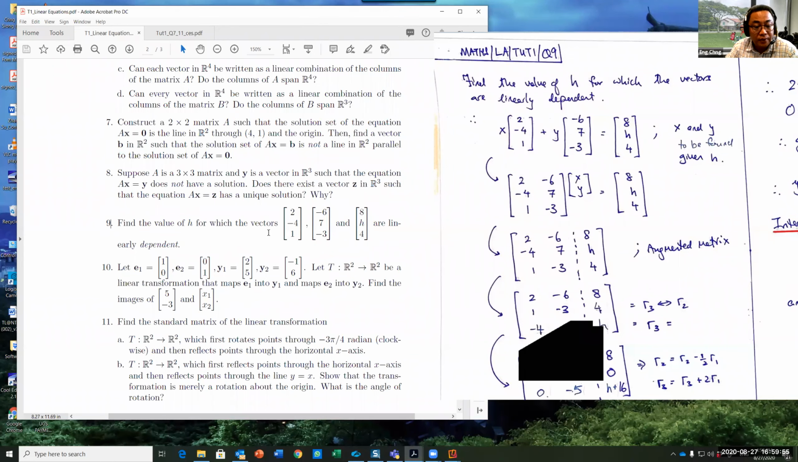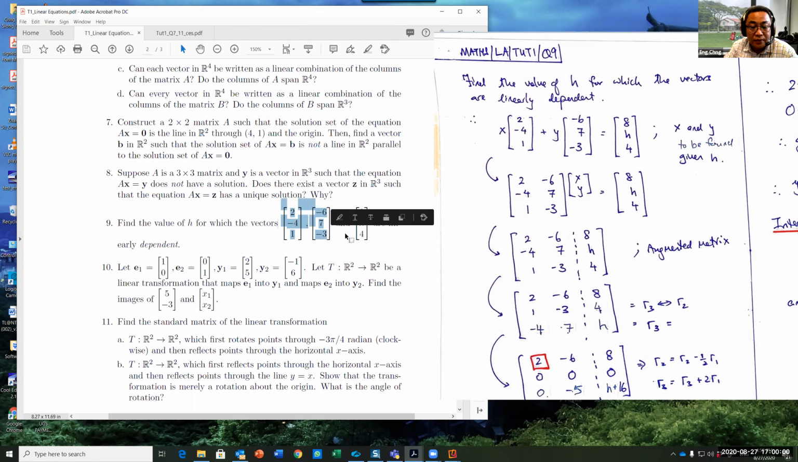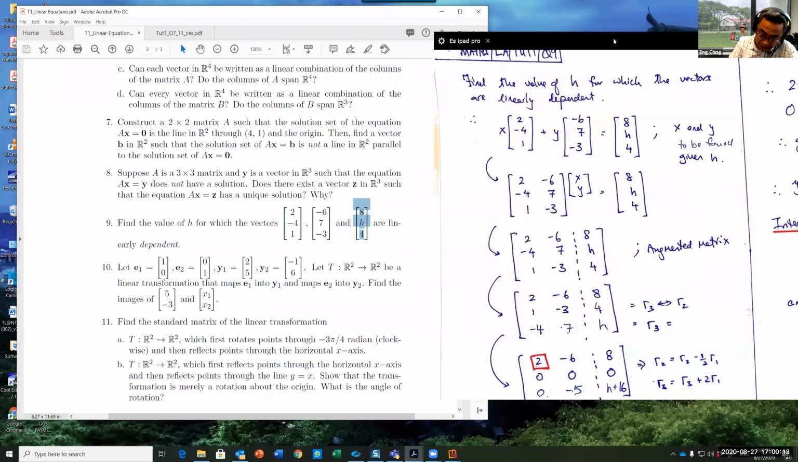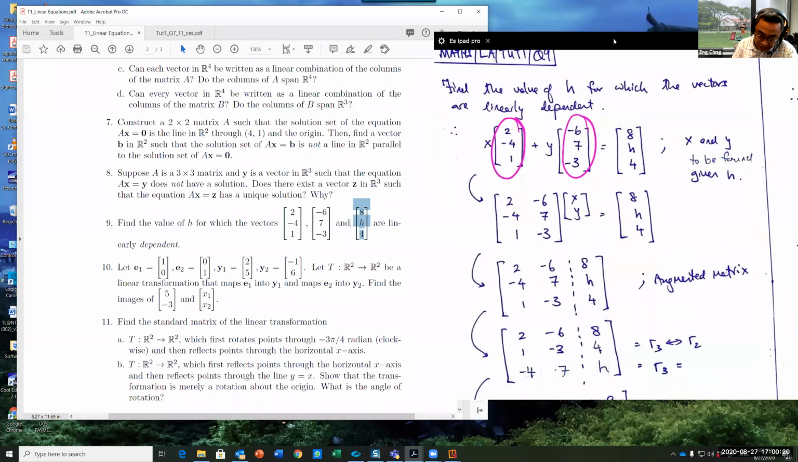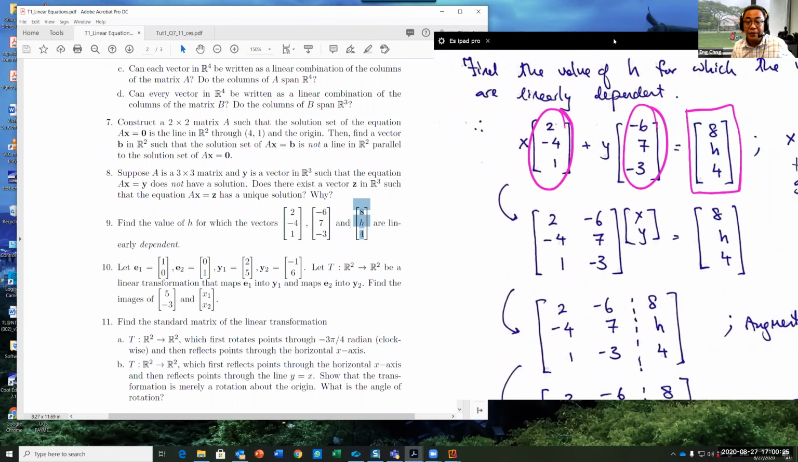Let's read the question first. We are given two vectors, these two vectors, and we are asked to find out whether the third vector given to us is linearly dependent. So what is he asking for? Let us write the three equations first. This is the first vector he gave us. This is the second vector he gave us. And then he says that this third vector, I draw in a square, is it dependent? Are they linearly dependent?